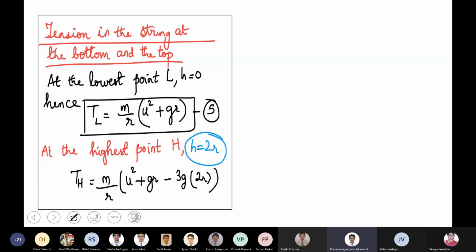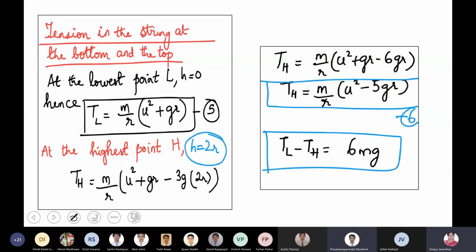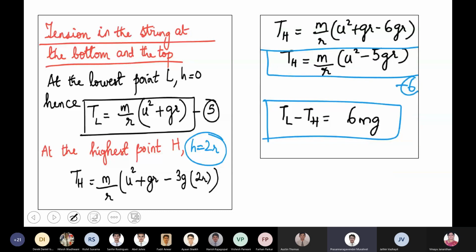Ma'am, can you tell the answer? m by r into u square minus 5gr. Correct. Are others getting it, boys? Yes, ma'am. Right. So you have found the tension at the lowest point and the tension at the highest point.